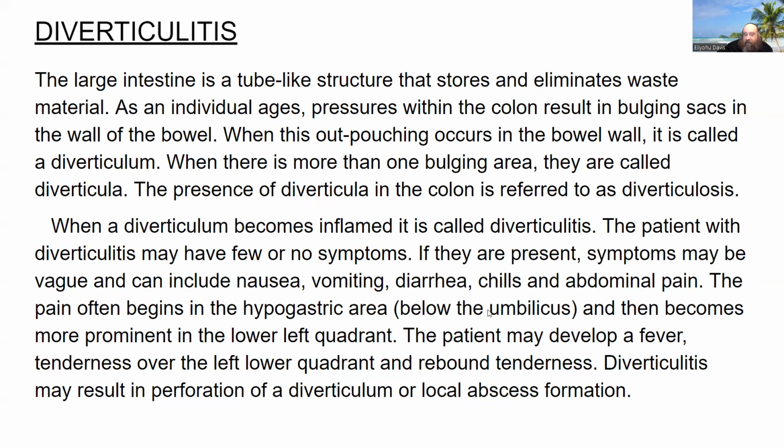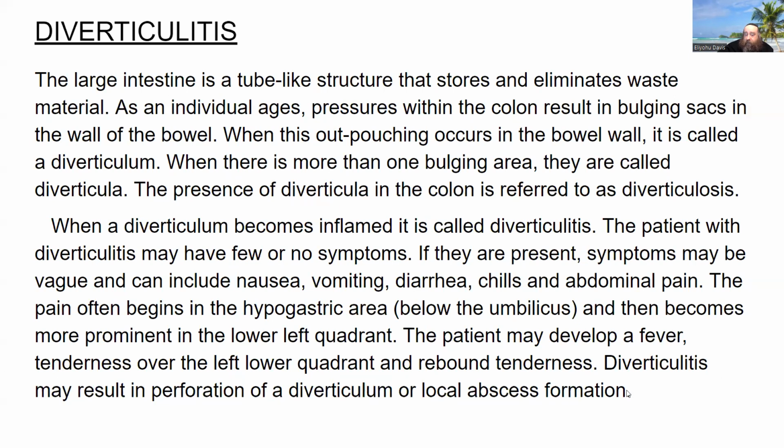Hypogastric. I translate my own words. Below the umbilicus. Hypo means lower, right? And we said that the peri-umbilical was the umbilicus, and this is the hypogastrium. Becomes more prominent in the lower left quadrant. So here, look, something different. Lower left quadrant. Patient may develop fever, tenderness. There will be tenderness over the left lower quadrant, rebound tenderness. As I told you, whenever there's infection, we're going to look for rebound tenderness.